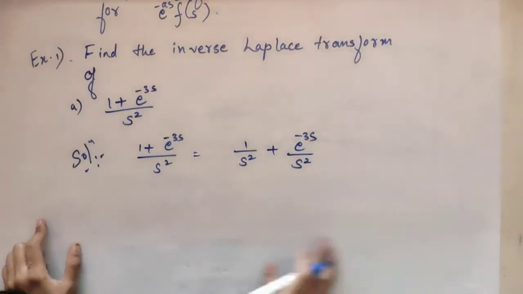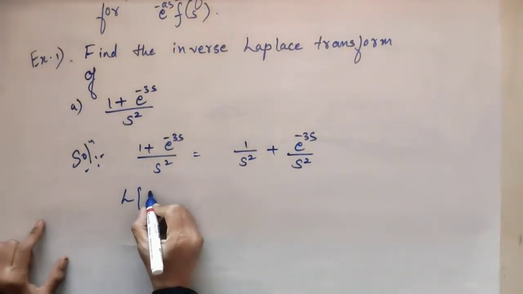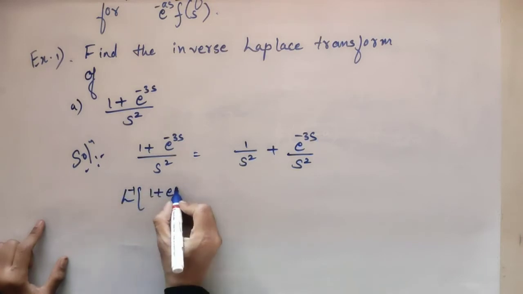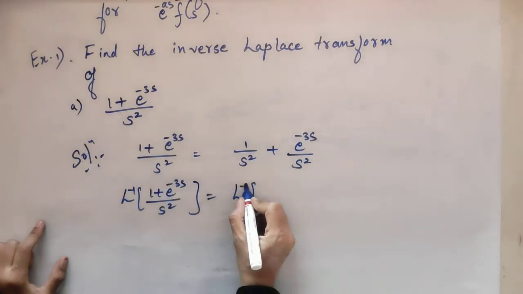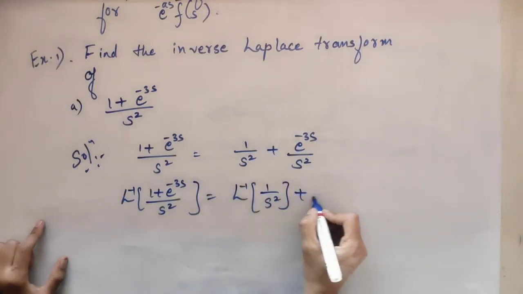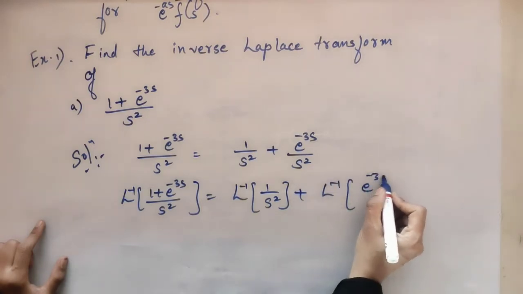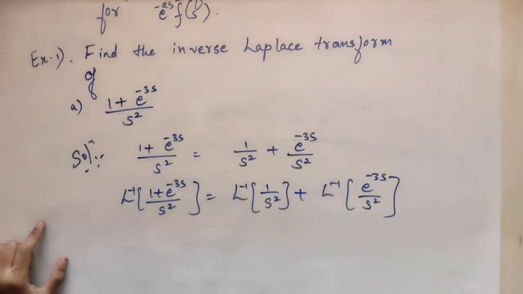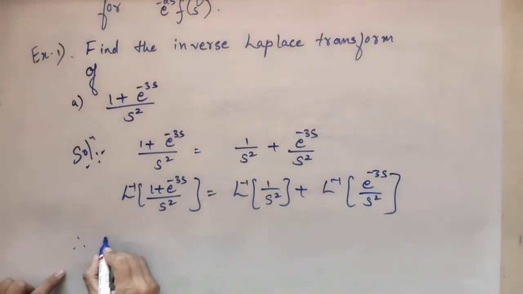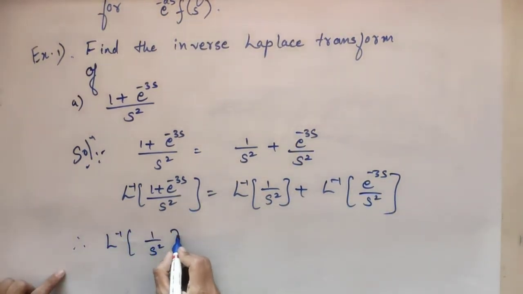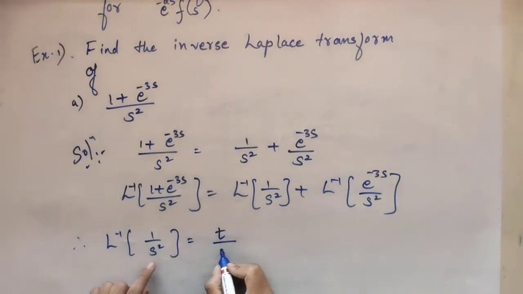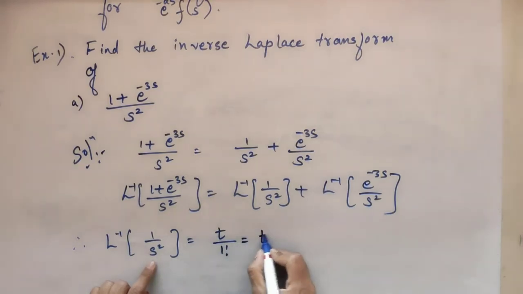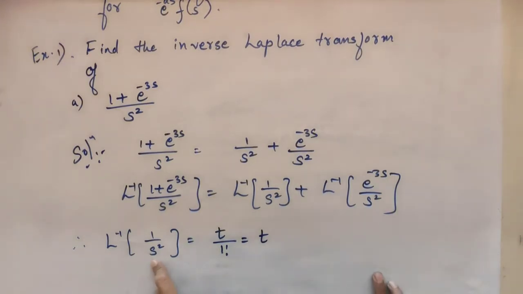Now, let us take the inverse Laplace transform. L inverse of 1 plus e to the power minus 3s divided by s square is equal to L inverse of 1 divided by s square plus L inverse of e to the power minus 3s divided by s square. Now this is very simple. You all know that L inverse of 1 divided by s square, where n is a natural number, becomes t divided by 1 factorial, which is simply t.